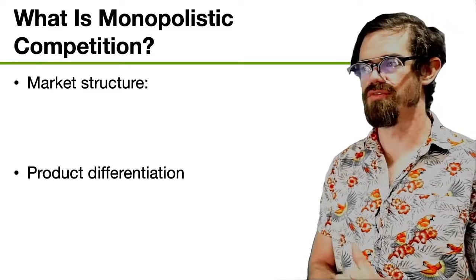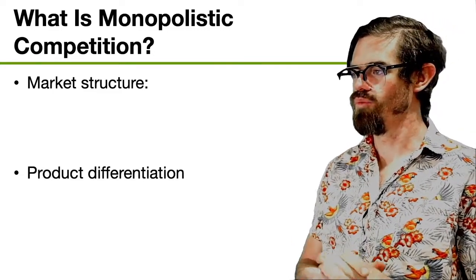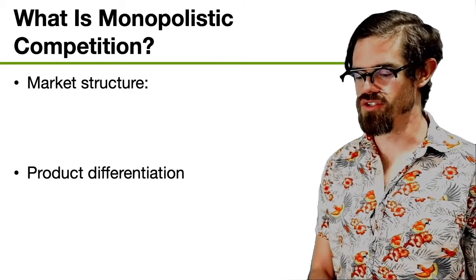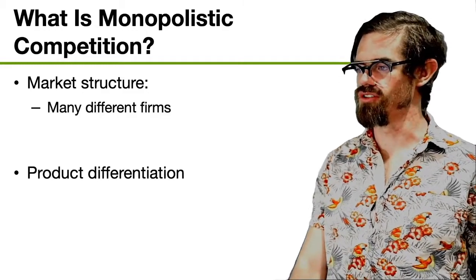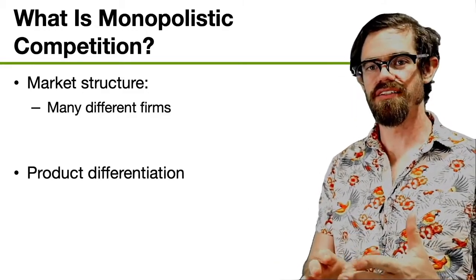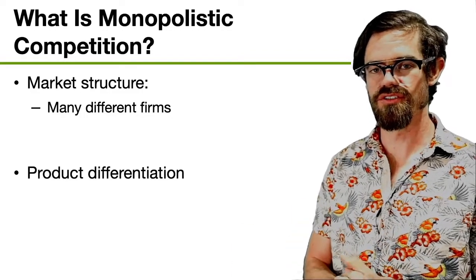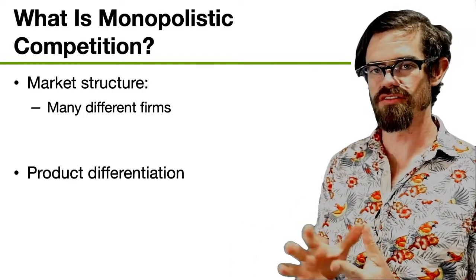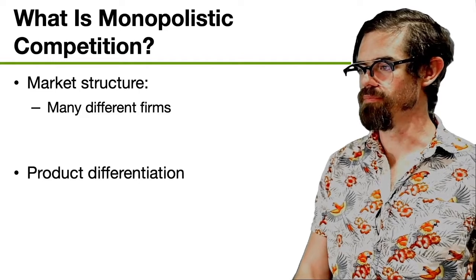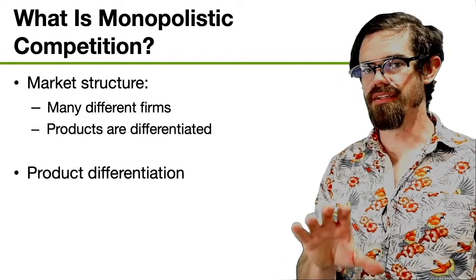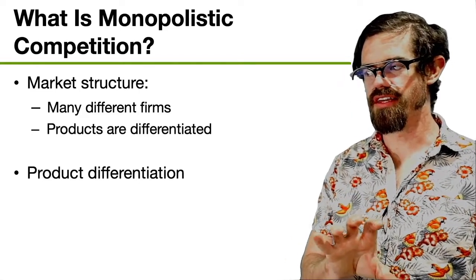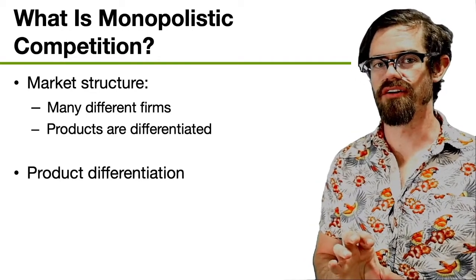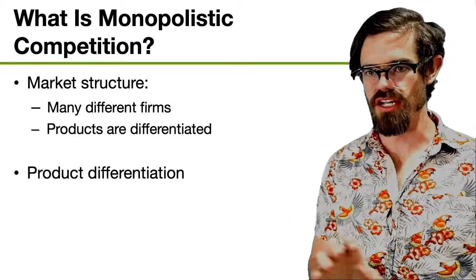All right, so let's start off with the first big question. What is monopolistic competition? What is it in terms of its market structure? Well, there are many different firms, so you can see how it's similar to competitive markets here. There's a lot of different firms, but one of the main differences here is that their products are not identical. They are, to some degree, differentiated, right?